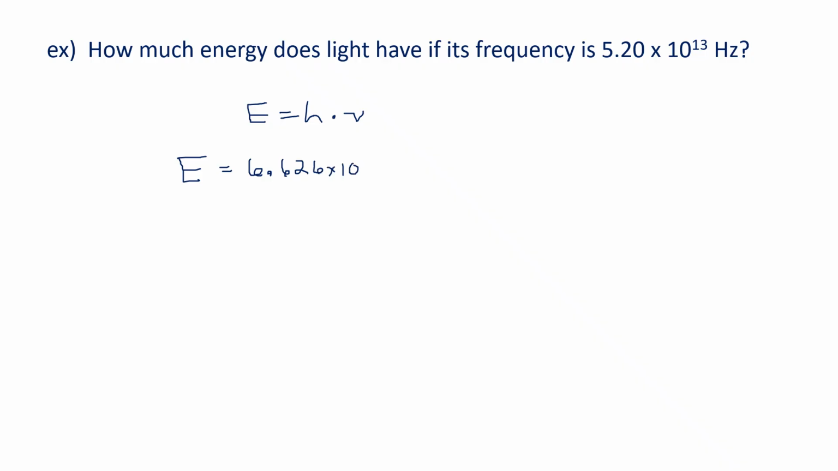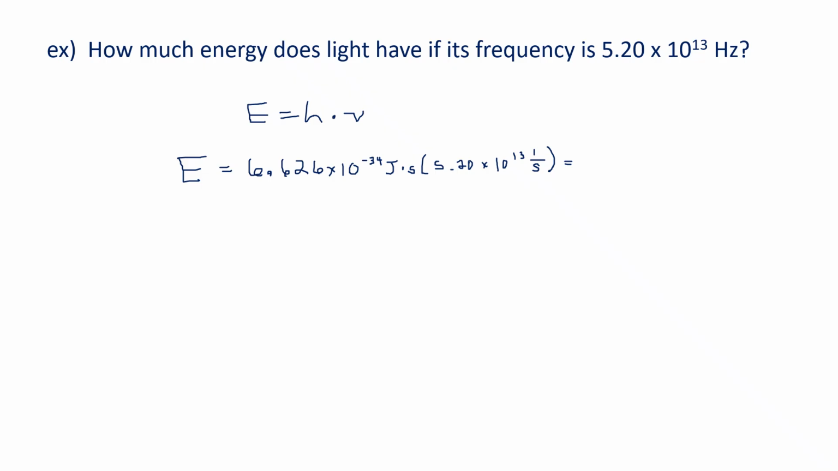6.626 times 10 to the negative 34 joules times seconds is our unit. And then the frequency is 5.20 times 10 to the 13th. And I could write hertz, but really in terms of canceling units, it's going to make more sense to use the other alternative there, which is 1/seconds.